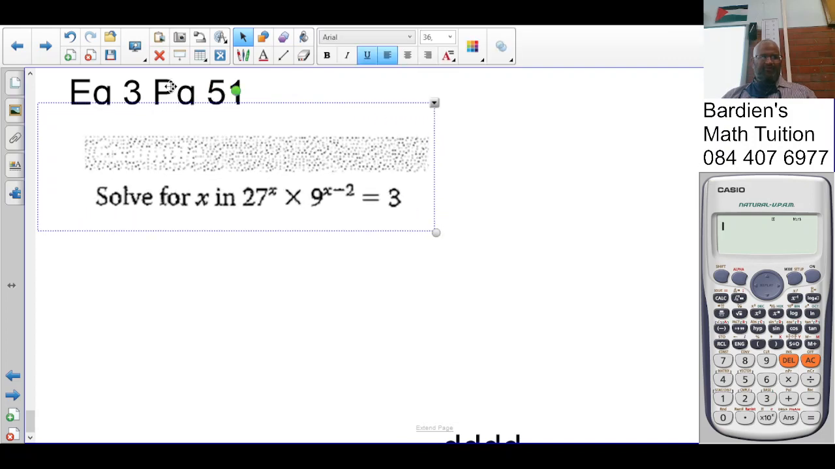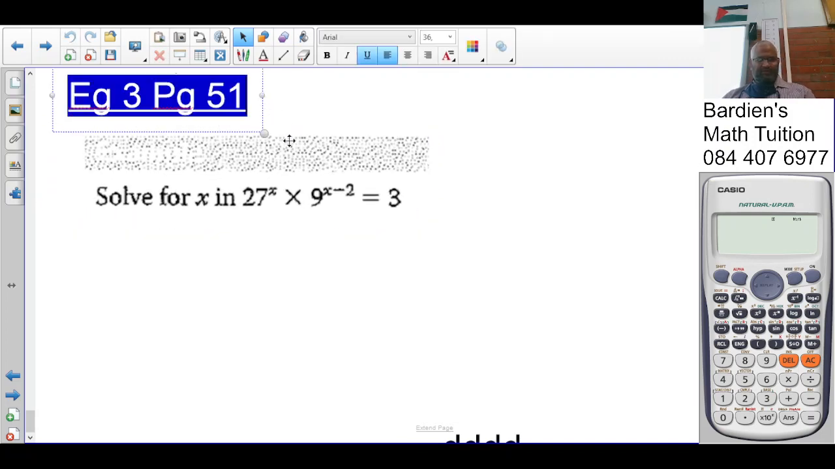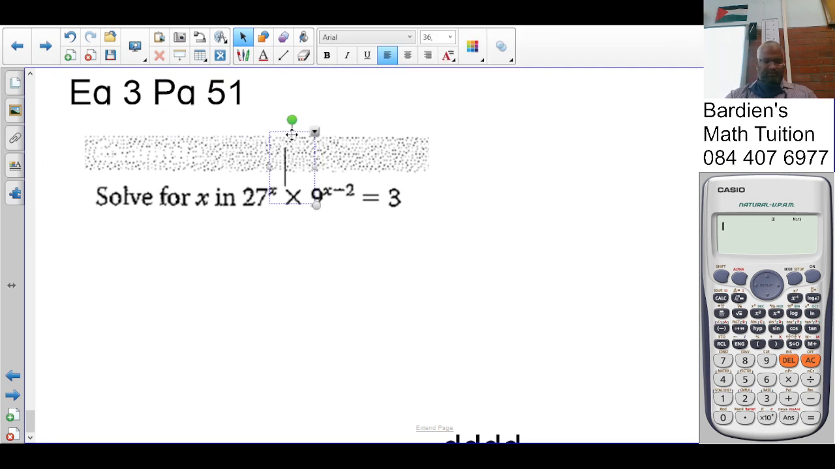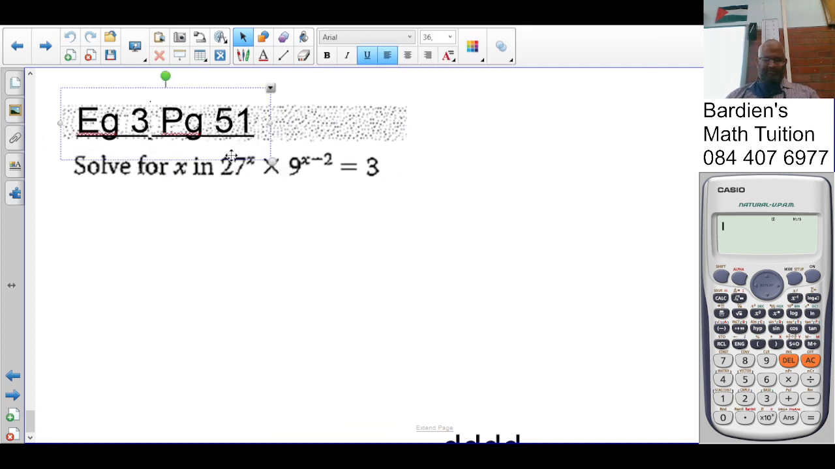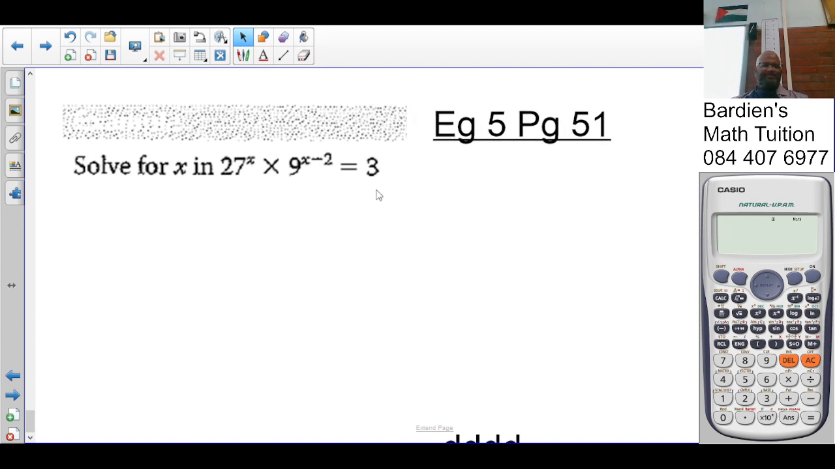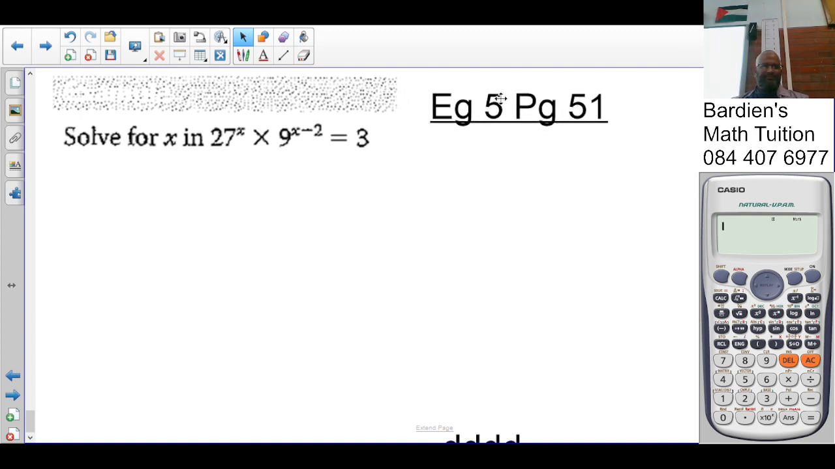Example 4. Example 5. Page 51. So what's going to happen here? Many things. What can be broken up here? 27 and 9. So do that quickly.